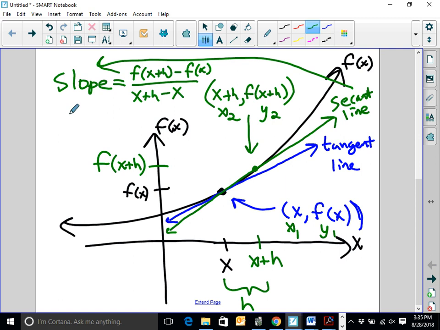But I want you to see, is there anything on the bottom of that slope that could be reduced? Could we clean that up a little bit and make it a little simpler? Well, if you take a look at the denominator there, we have x plus h minus x. What's going to happen to the x and the minus x?